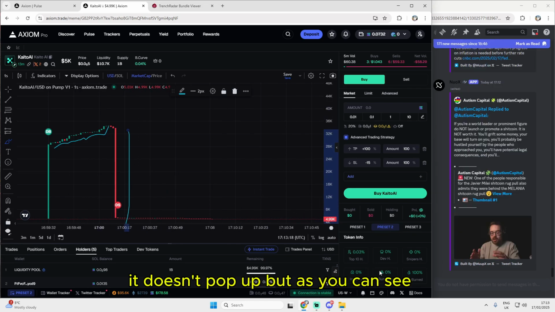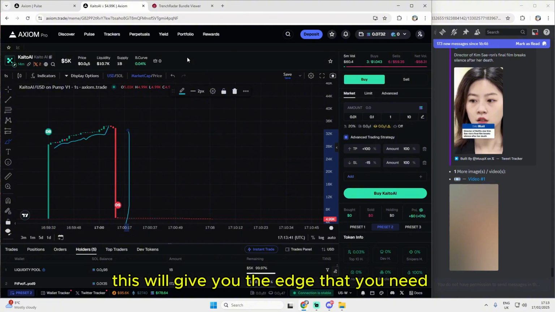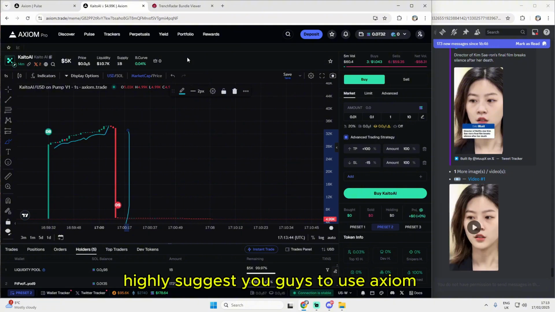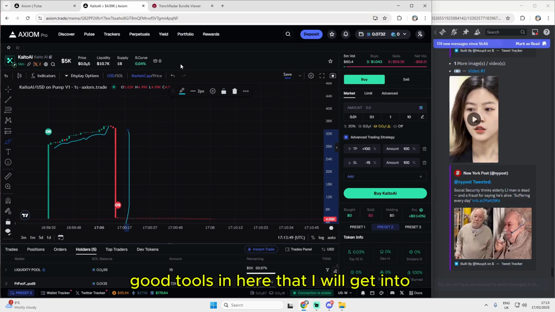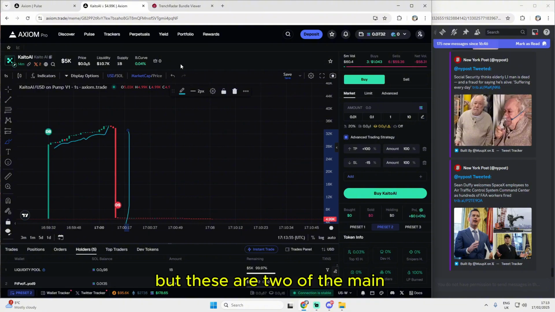But as you can see, it actually shows you how much it's been bundled, and it shows you the Twitter, how many times it's been changed. So using Axiom is a game changer, and I mean literally a game changer. Imagine having all of these updates in real time compared to people who are using Bullex, and not only having this, but knowing how to use it and knowing what to look for. This will give you the edge that you need, and this is why I highly suggest you guys to use Axiom. And of course, there are other good tools in here that I will get into in other videos and cool features that they have. But these are two of the main features that I really love about Axiom and why I think it's a game changer.